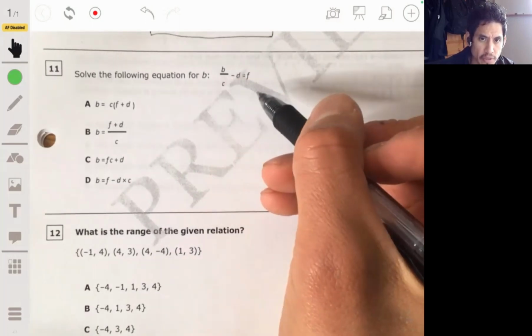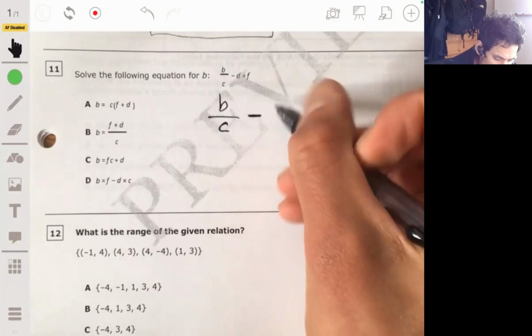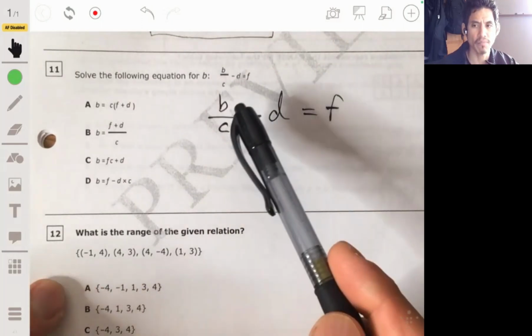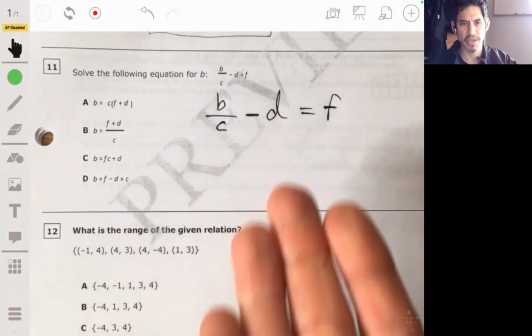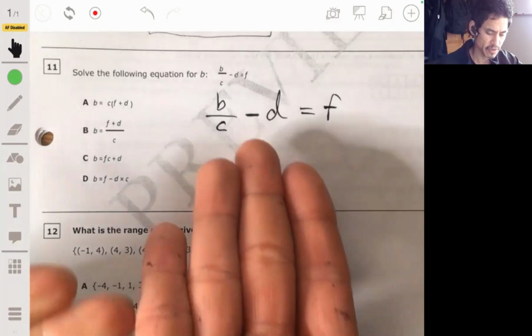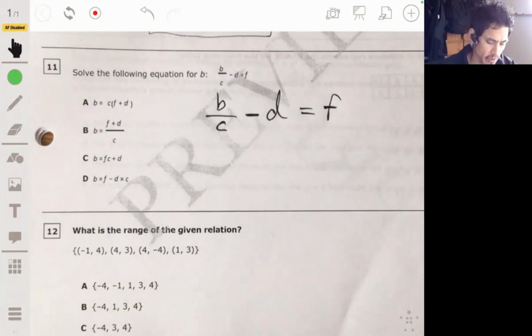Solve this equation for B. So we have B over C minus D is equal to F. So again, remember with literal equations, when you have letters and no numbers, don't freak out. They're just representations for numbers. So the operations, all the math works the same.